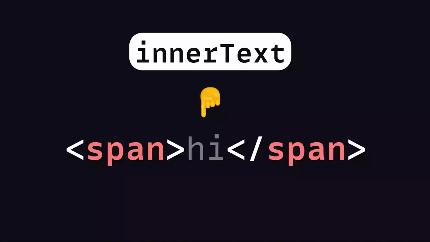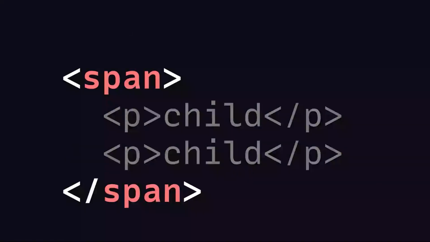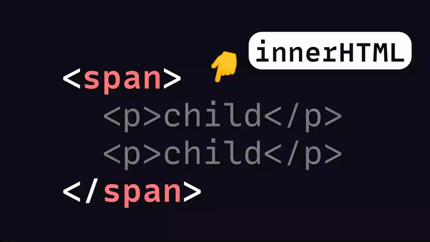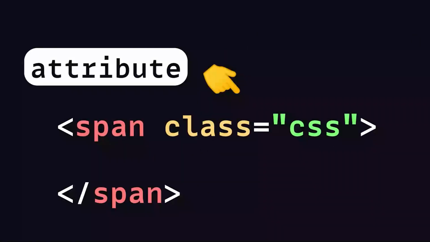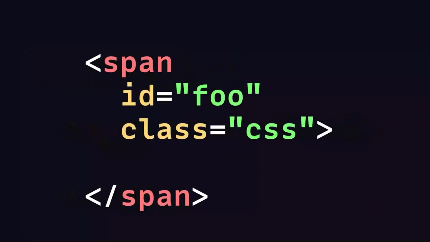The typical HTML element starts with an opening and closing tag. In the middle, we have content, which might be text or additional HTML elements called children. The opening tag may also have one or more attributes, which are key value pairs that can customize the appearance or behavior of the element.